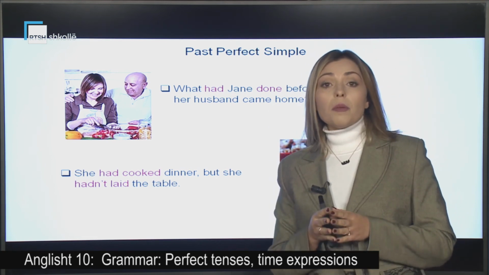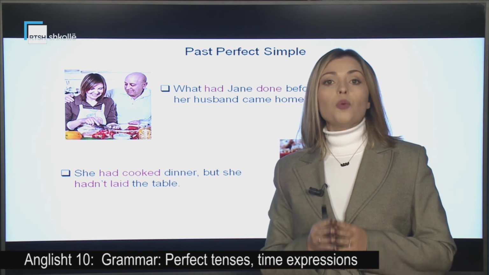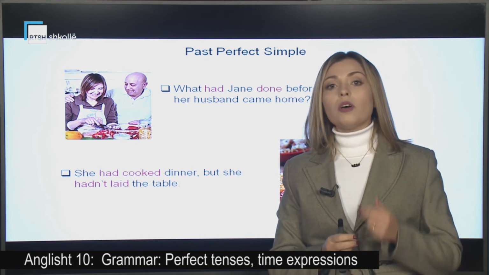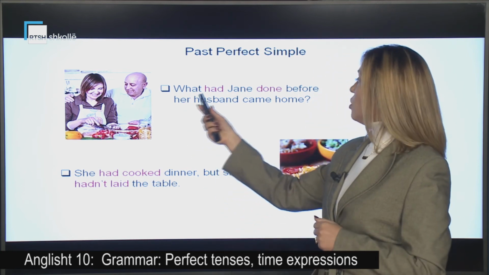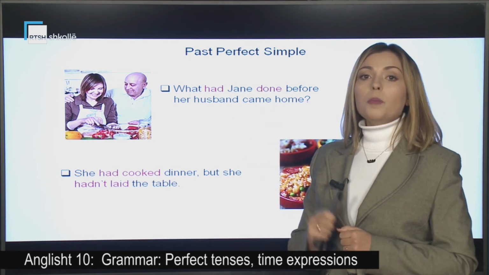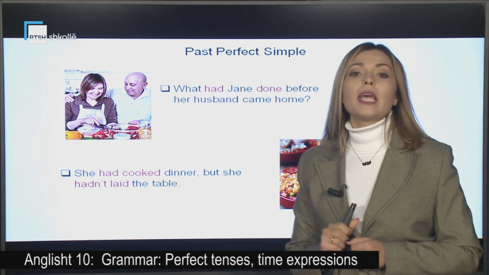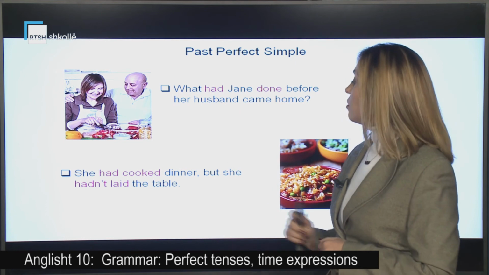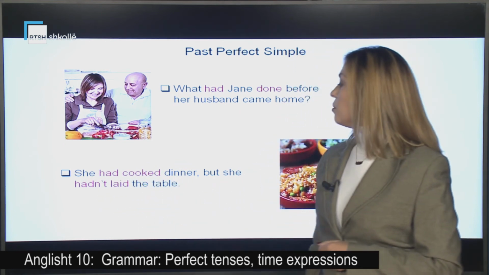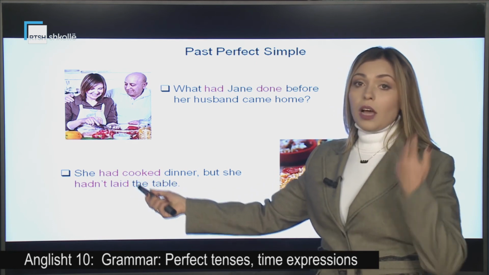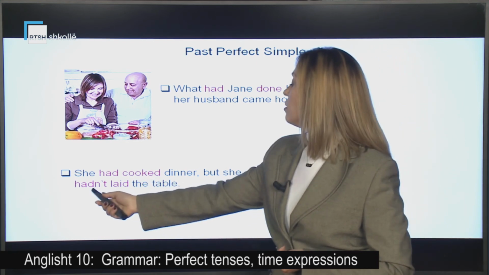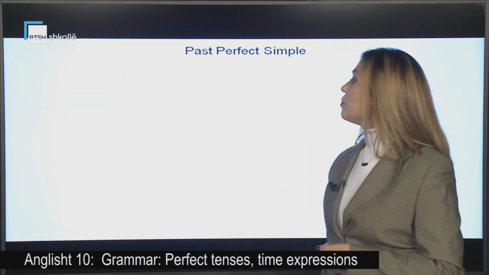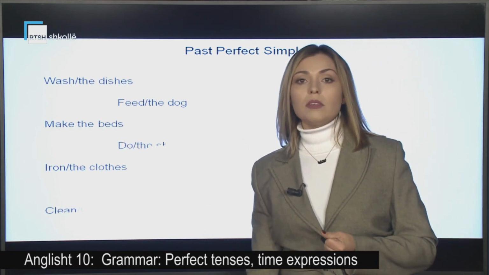And which is the main use of the past perfect? We're talking about an action that happened in the past before another action. So, she had done something before her husband came home. First action, second action. And she had cooked dinner, so something that she had done before, but she hadn't laid the table. Again, past perfect. Hadn't laid. And there is an exercise for you to complete, so it's easy.